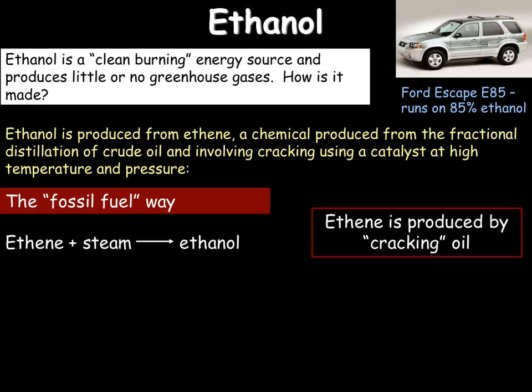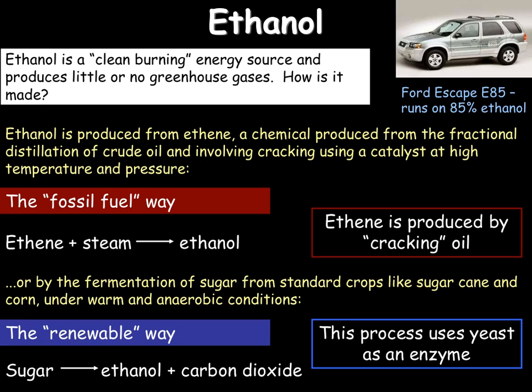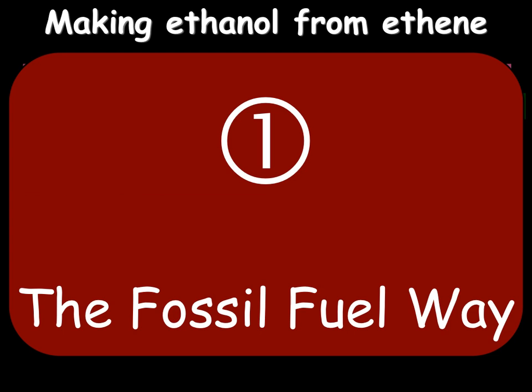Our second way, which you probably remember from B3 as well as B1, is that we can carry out fermentation. So with the fermentation of sugar from crops like sugarcane and corn under warm and anaerobic conditions, we can form our ethanol. So sugar goes to ethanol and carbon dioxide, and it's using yeast as an enzyme. So we've got a fossil fuel way and a renewable way. We will now look at each of these in a bit more detail.